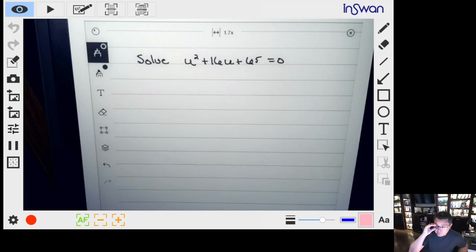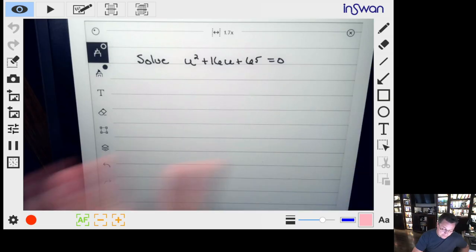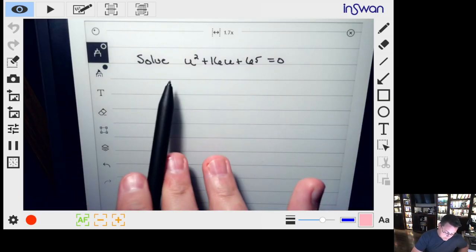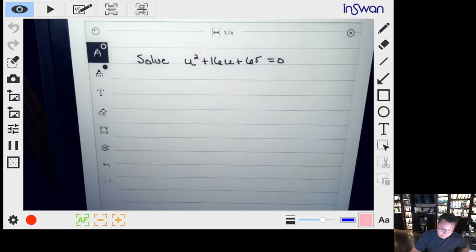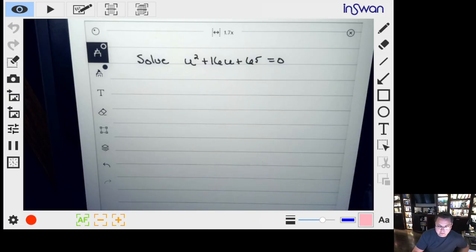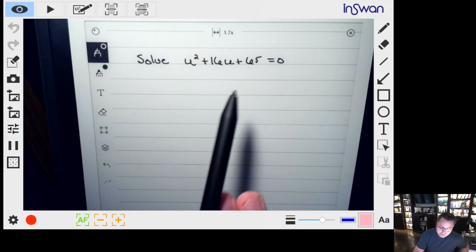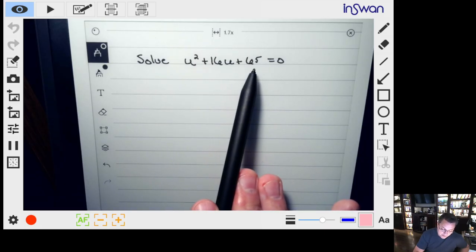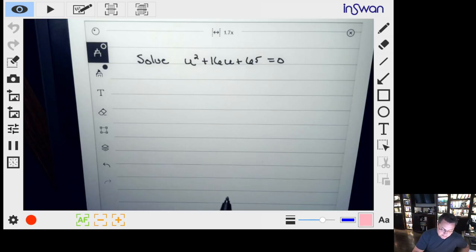Okay, we're going to solve this quadratic. Now, everything's already moved to one side, so we're good there. And what we're going to do is see if we can factor this. It turns out if you try to factor this, you can write down the list of numbers that multiply together to give you 65 but add to give you 16. I don't think you're going to find ones that work.